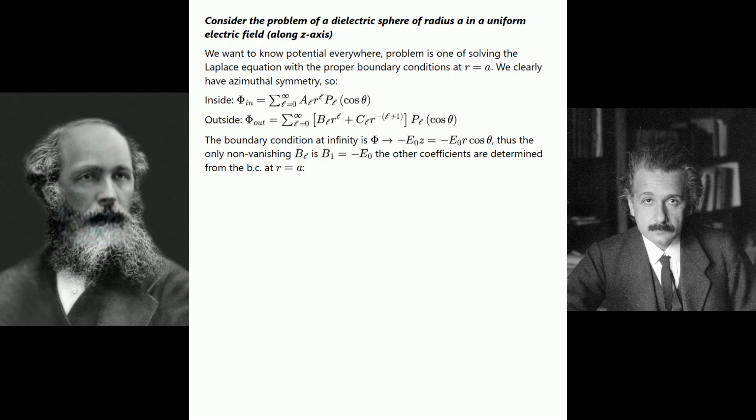The boundary condition at infinity is Φ equals negative E_0 z equals negative E_0 r cosine theta. Thus the only non-vanishing b_l is b_1 equals negative E_0. The other coefficients are determined from the boundary conditions at r equals a.